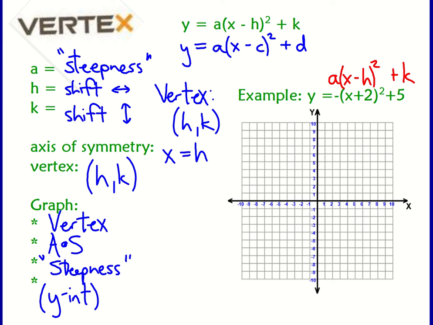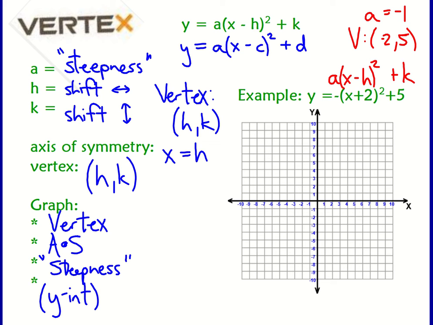So I know that in this case, a is negative 1, and then hk would be negative 2, 5. So I'm just going to write that up here. A equals negative 1 for this example, and then the vertex would have to be the point negative 2, 5.